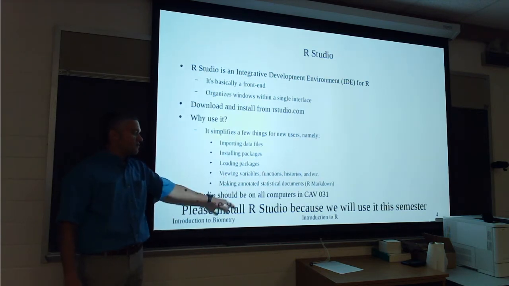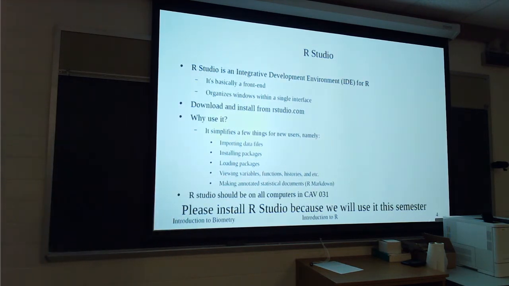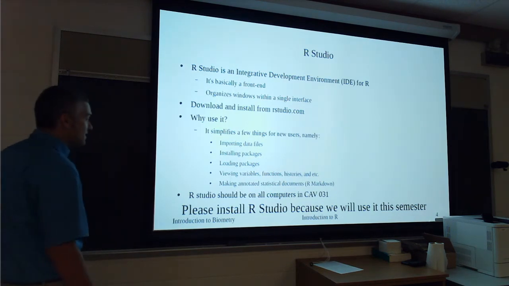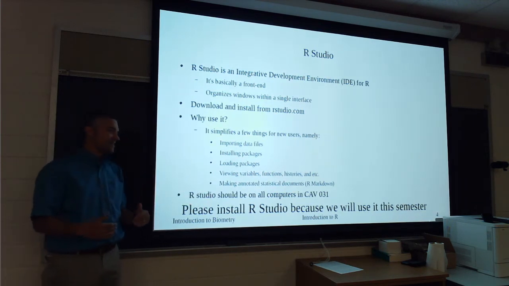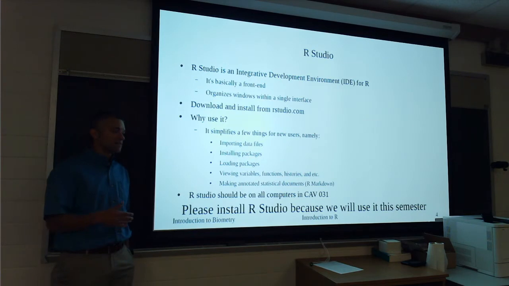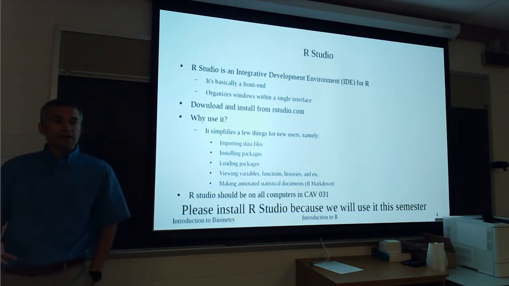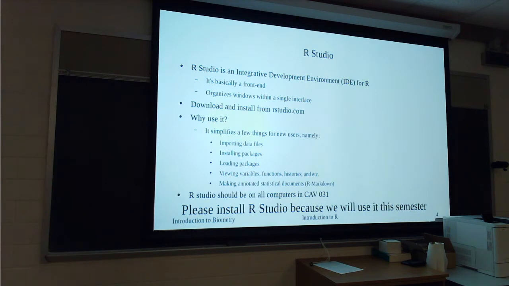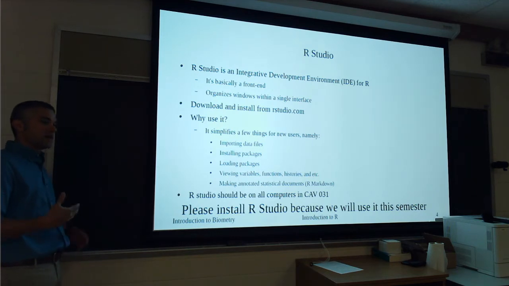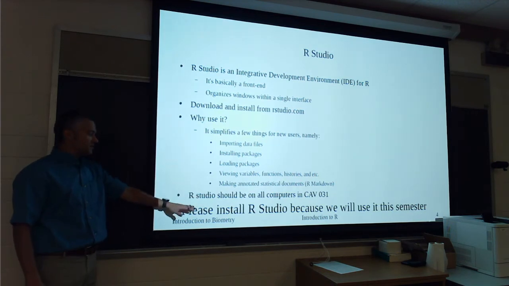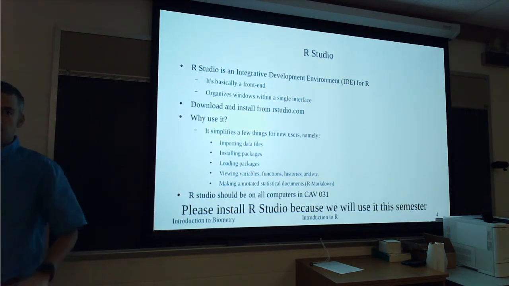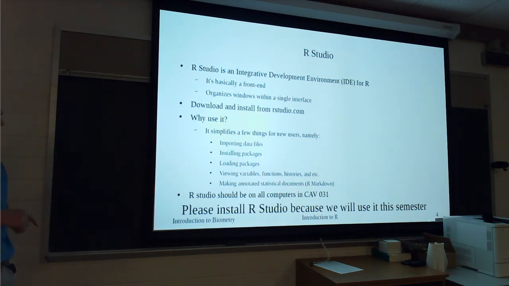It's also much easier to view variables, functions, histories, and other things in this program. And I think probably the newest thing is that it allows us to make annotated statistical documents. All right, and this is our R Markdown. So the Markdown language is available. It's becoming more prominent on websites. You can use this Markdown language to generate and publish nice-looking reports. All right, and we'll see all of these. RStudio should be installed on all of these computers here. If you have your own laptop, you're going to have to download it and install it. All right, and that's also pretty easy.